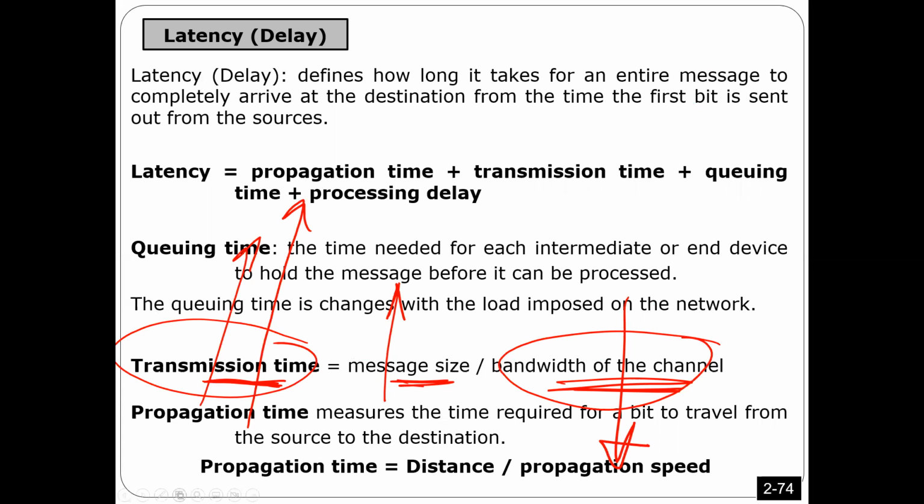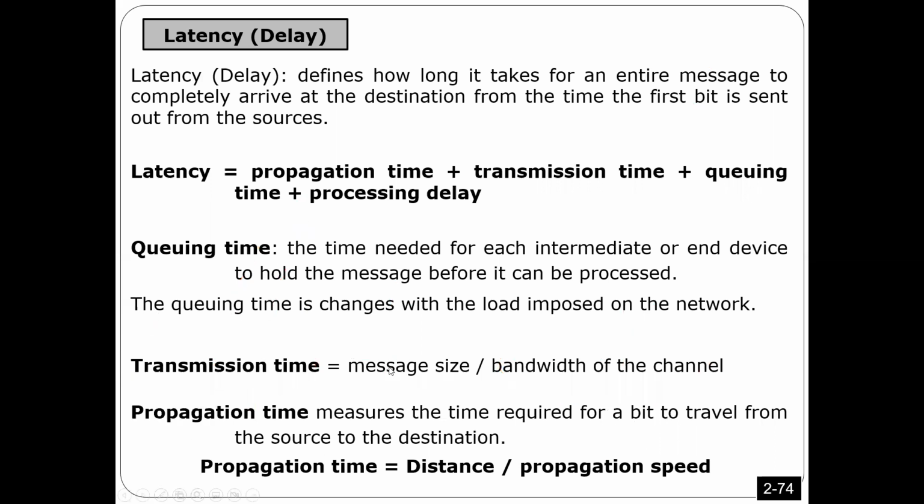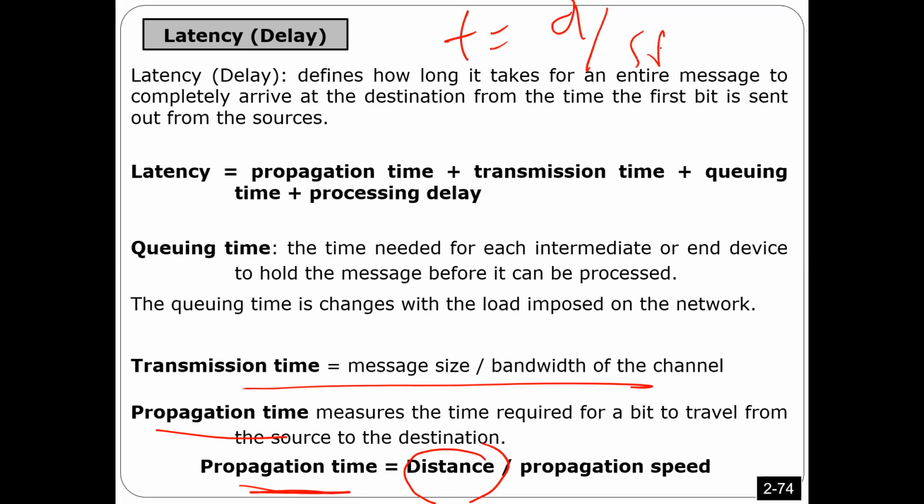I have a numerical example here to compare transmission and propagation time. For propagation time, I told you it takes some time for the signal to move from one point to another. The propagation delay is related to the distance, how long the cable is. Propagation time is the distance divided by the propagation speed. As you know, time should equal distance divided by speed, which is the same thing as saying speed equals distance divided by time. It's exactly the same thing here.